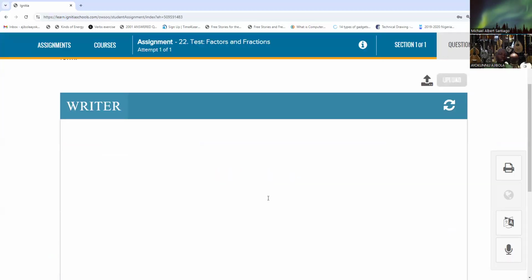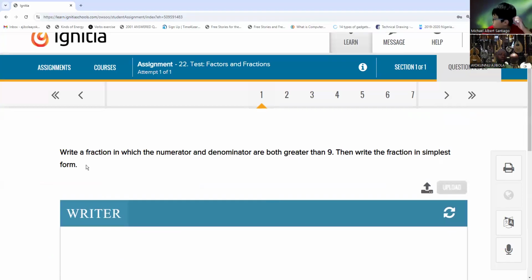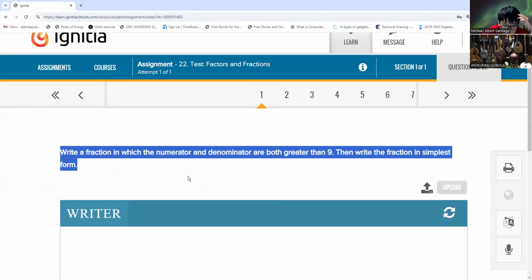So we want to work on the questions. Okay, read this, please. Write a fraction in which numerator and denominator are both greater than 9. Then, write the fraction in simplest form. Both numerator and denominator should be greater than 9.